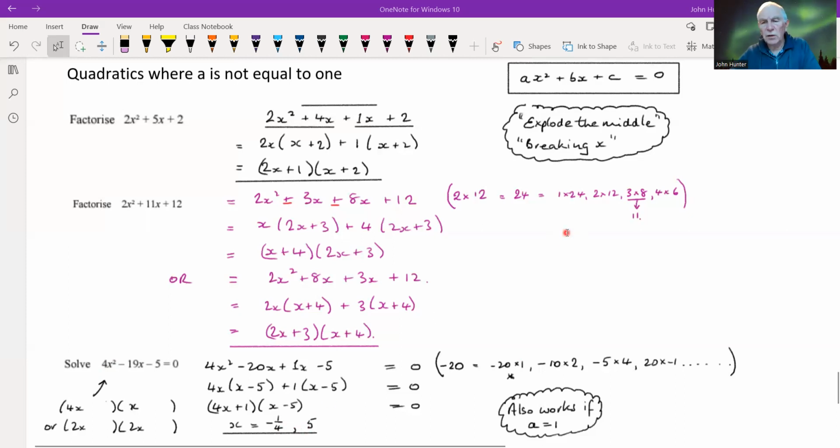Okay, so that sort of covers it really. Just one other thing that is worth noting is that this also works if a is equal to 1. So it's a general method for solving, and you might want to apply it to those situations as well, just to give you a bit of practice, perhaps, and to end up with a consistent method of factorizing. So that's basically it.